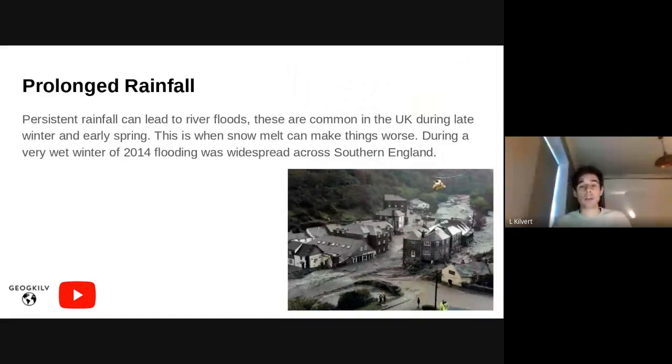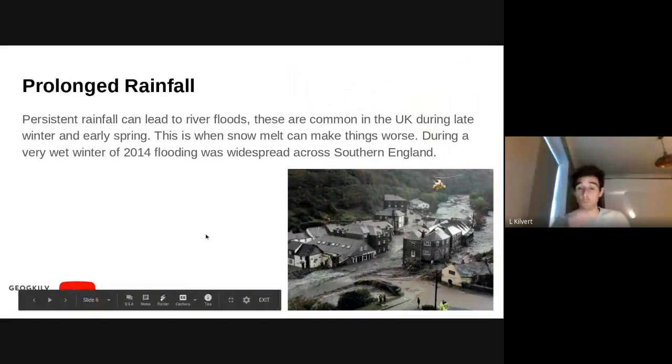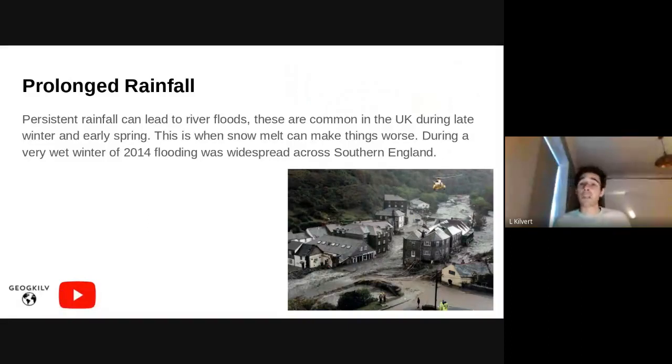And we tend to get these in the UK at all times of the year, really. You can see a picture down here in the bottom right. This is of a village called Boscastle, which flooded in 2004. That flooded in the height of summer in the middle of August when it was very, very warm, and we got a convection rainfall storm that was very localized that occurred. But we can get them quite often in winter and early spring, particularly if you go to higher land where snow is melting. This can make things a lot worse.